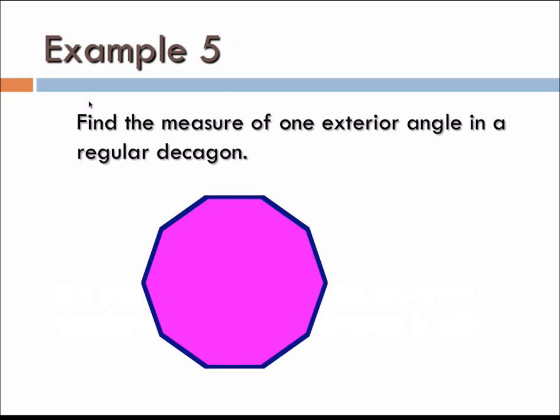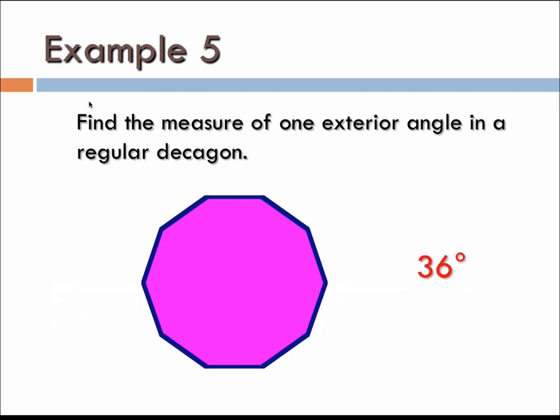Find the measure of one exterior angle in a regular decagon. It should be done by now. What's the answer? 36. What's the sum? 360. How many of them are there? 10. 36, that's 10, not 8. Octagon, not decagon. 360 divided by 10 is 36.